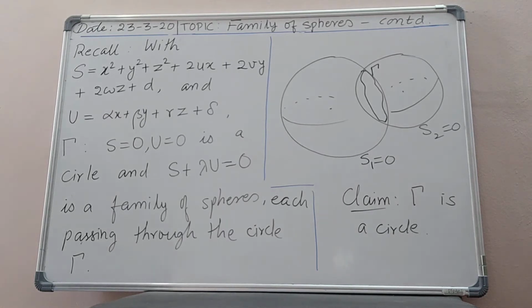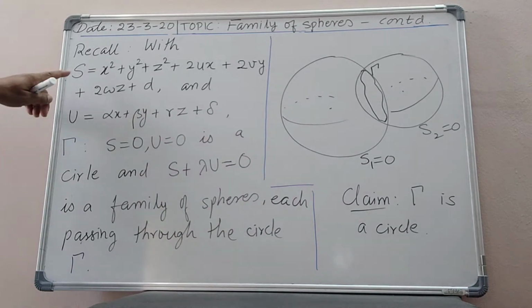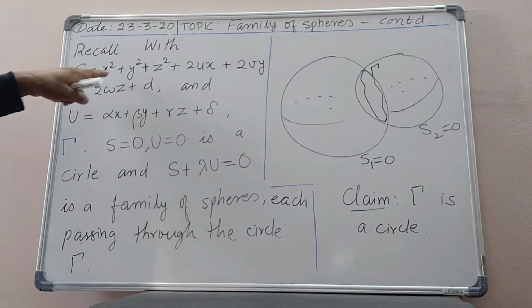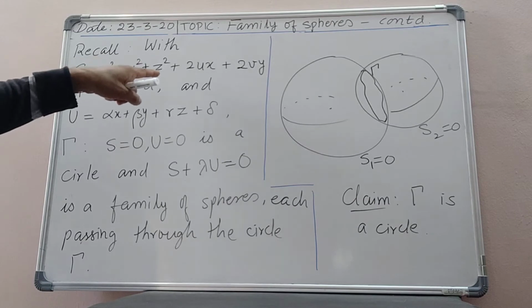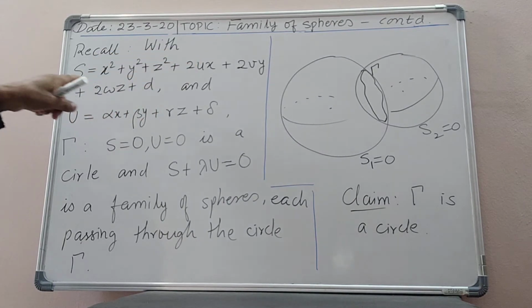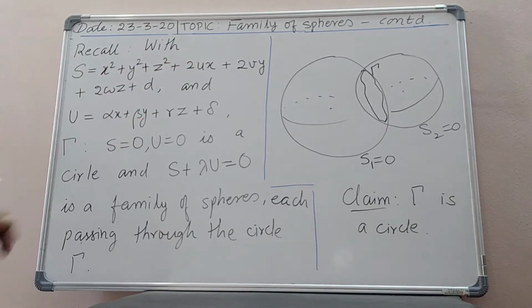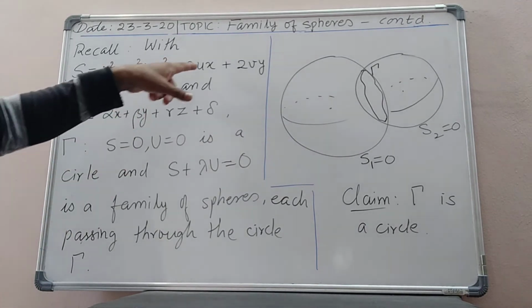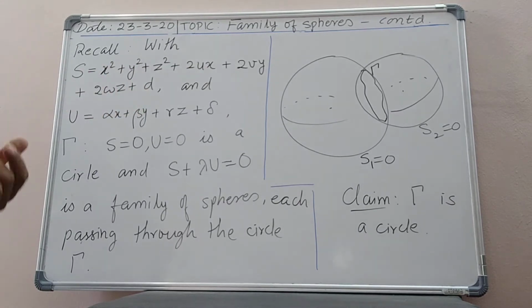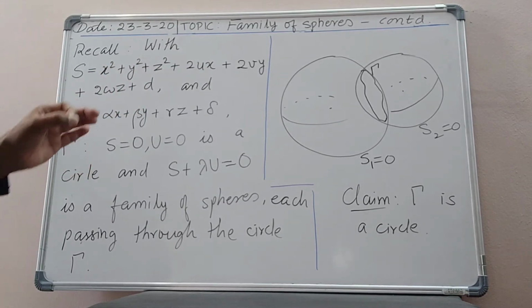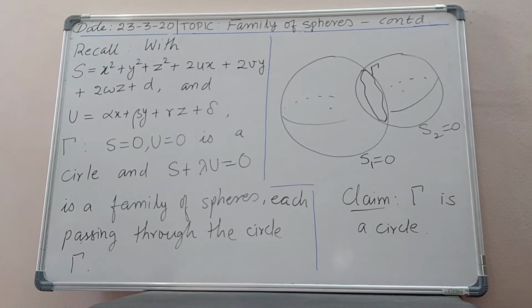In this video, we continue with the topic family of spheres. Before that, let us quickly recall what was done. S stands for the expression x square plus y square plus z square plus 2ux plus 2vy plus 2wz plus d. And if you put S equal to 0, you have a sphere with center (-u, -v, -w) and radius squared u square plus v square plus w square minus d.